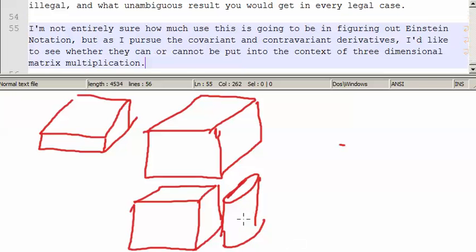So I'm not entirely sure how much use this is going to be in figuring out Einstein notation, but as I pursue the covariant and contravariant derivatives, I'd like to see whether they can or cannot be put into the context of three-dimensional matrix multiplication.